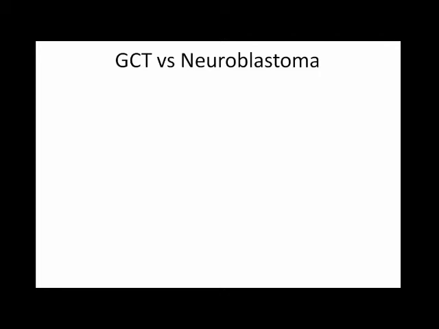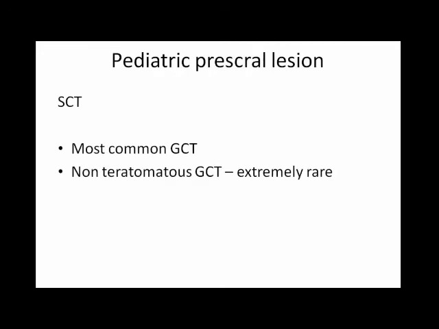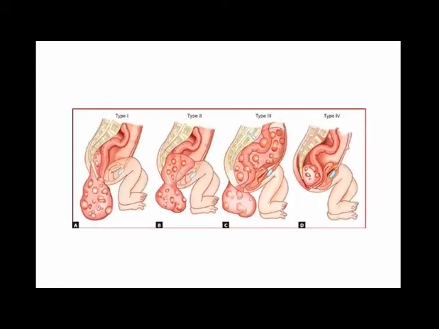Okay. Can you illustrate for everybody the differences between a germ cell tumor versus a neuroblastoma? Coming to germ cell tumors versus neuroblastoma, in a presacral location the most common pediatric tumor is sacrococcygeal teratoma. It is the most common germ cell tumor that occurs in the presacral region, and all the other non-teratomatous germ cell tumors are extremely rare in this location. So this is the Altman classification showing the 4 types of sacrococcygeal teratoma. In type 1, we can see a predominant extrapelvic component with a small intrapelvic component. In type 2, there will be a significant intrapelvic component. In type 3, there will be intrapelvic as well as intra-abdominal components. And in type 4, only an intrapelvic component can be seen.